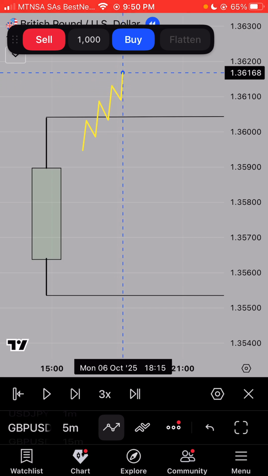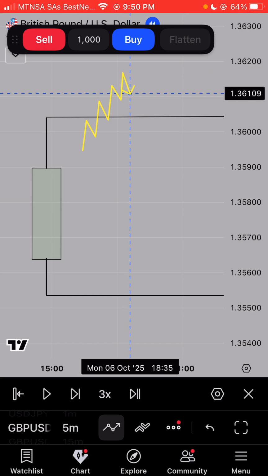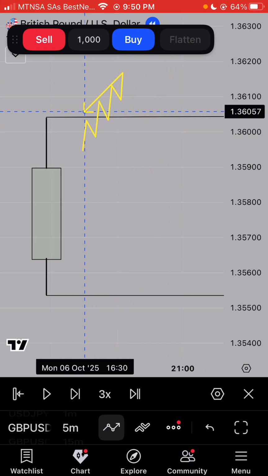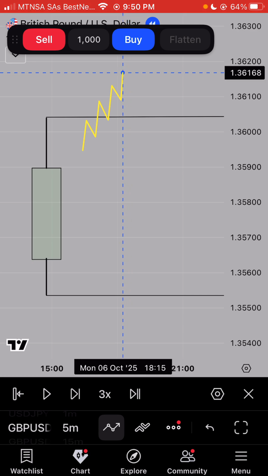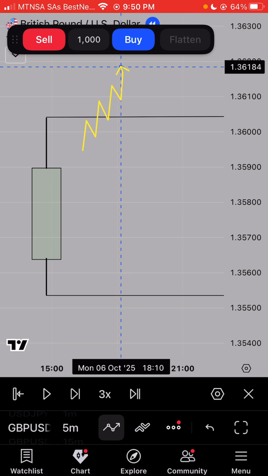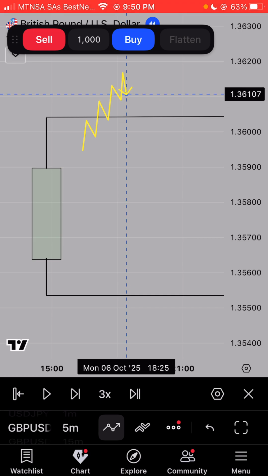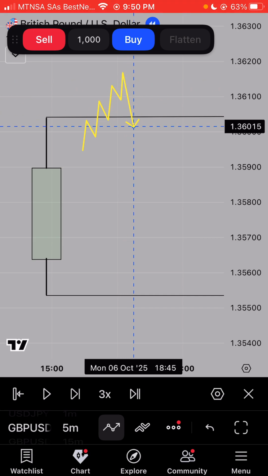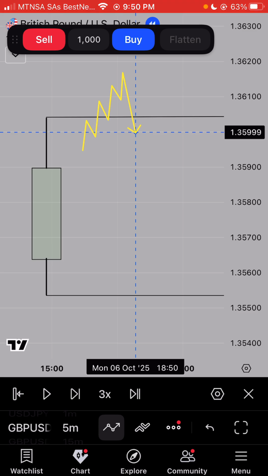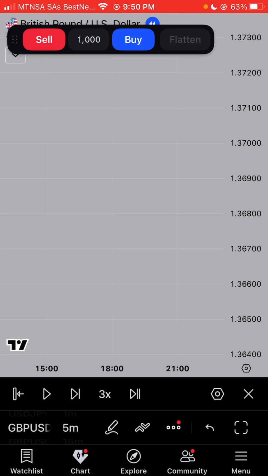And then you want a CISD to form. That CISD is basically a change in state of delivery. So basically, the way I trade it, right? The way I trade it is the last candle, in this case the high got taken out, so the last bullish candle, the low of the last bullish candle to, how do I explain this now? I need to do it like this.